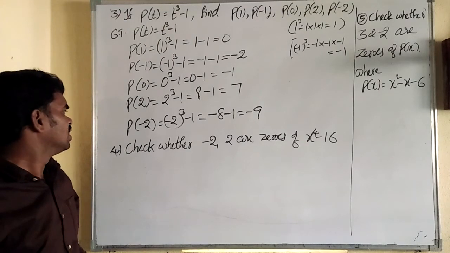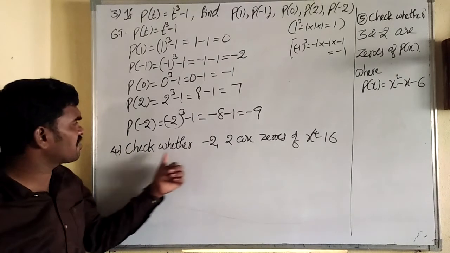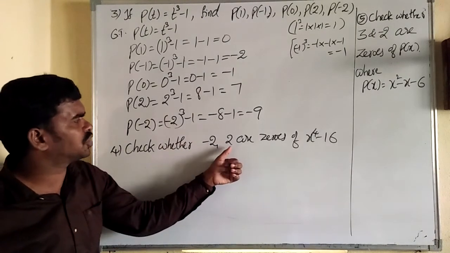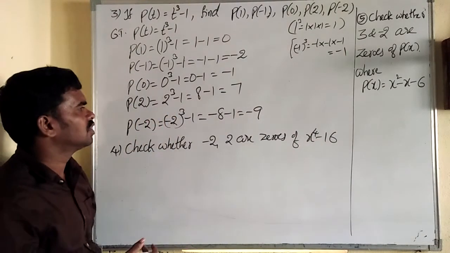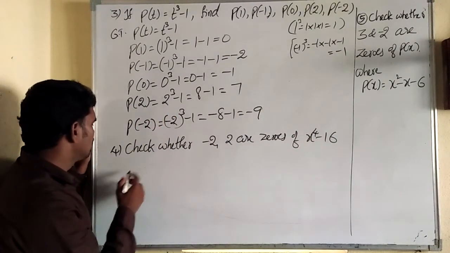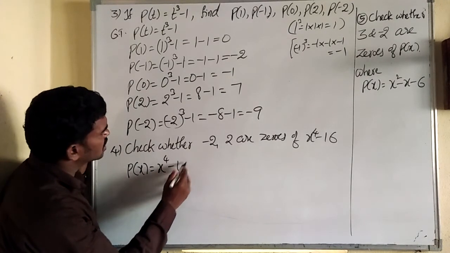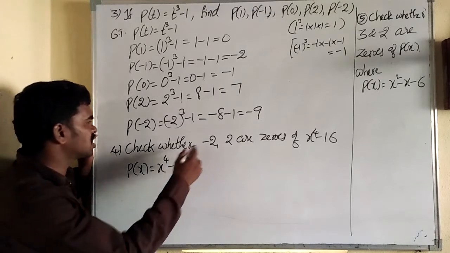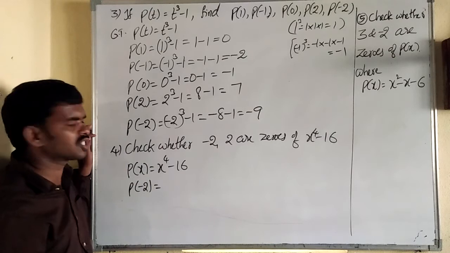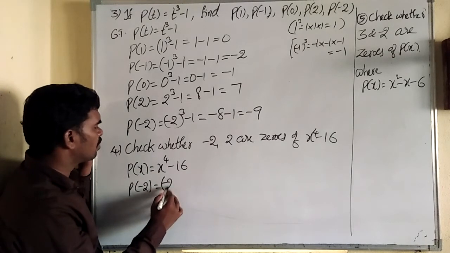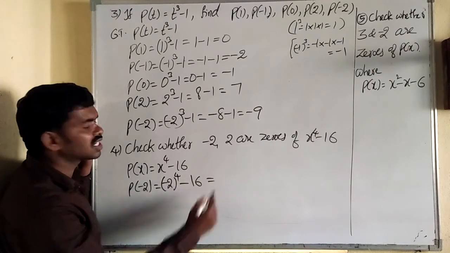This is the next, fourth question. Check whether -2, 2 are zeros of x power 4 minus 16. So how to solve this? Let us take the given polynomial as p of x equals x power 4 minus 16, and substitute the first value, p of -2. So x equals -2, substitute. x power 4 means (-2) whole power 4, minus 16.